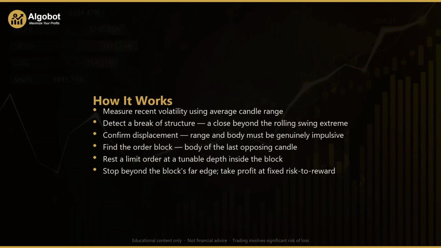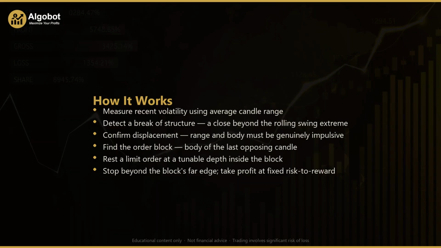Now let's walk through exactly how the strategy makes a decision. Everything happens once, on each newly closed bar of your chosen time frame. The forming candle is never used for signals, which keeps the logic clean and repaint-free. First, the strategy measures recent volatility. It looks back over a set number of bars and calculates the plain average range between each candle's high and low. This average range becomes the yardstick for what counts as a normal move versus an explosive one.